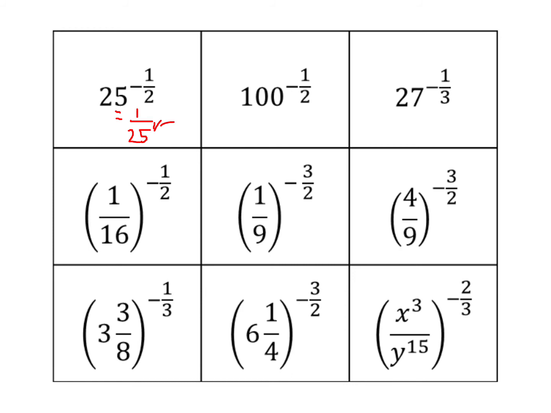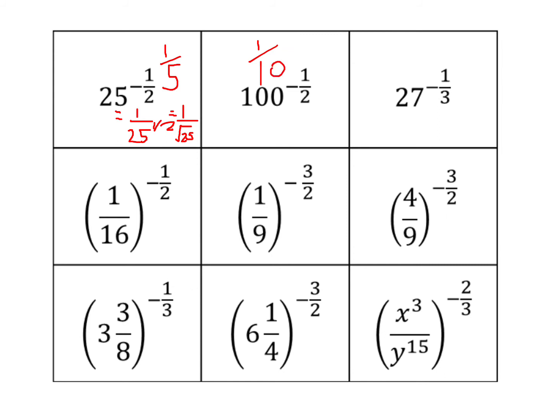Okay, which is 1 over the square root of 25, which is 1 over 5. So the answer for the first one is a fifth. The next one, 100 to the minus a half. Well, 100 to the power of a half is the square root of 100, which is 10. And then I flip it because I've got a negative power. So the answer is going to be 1/10.